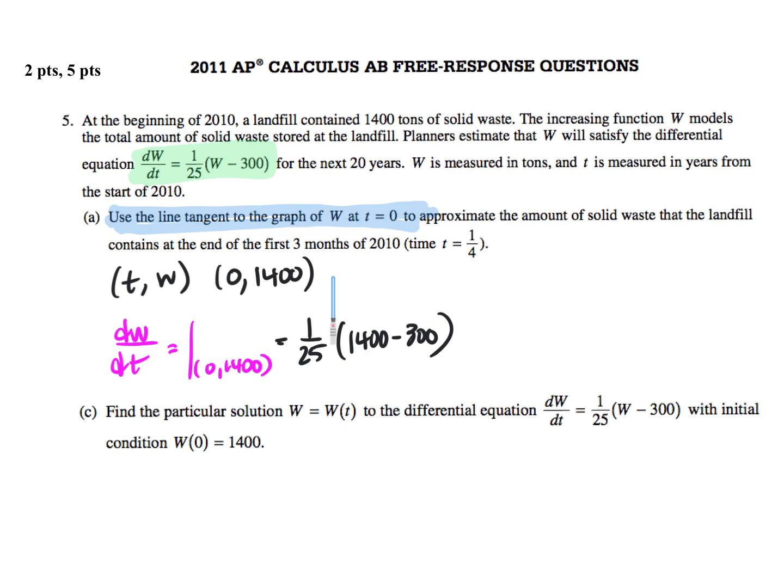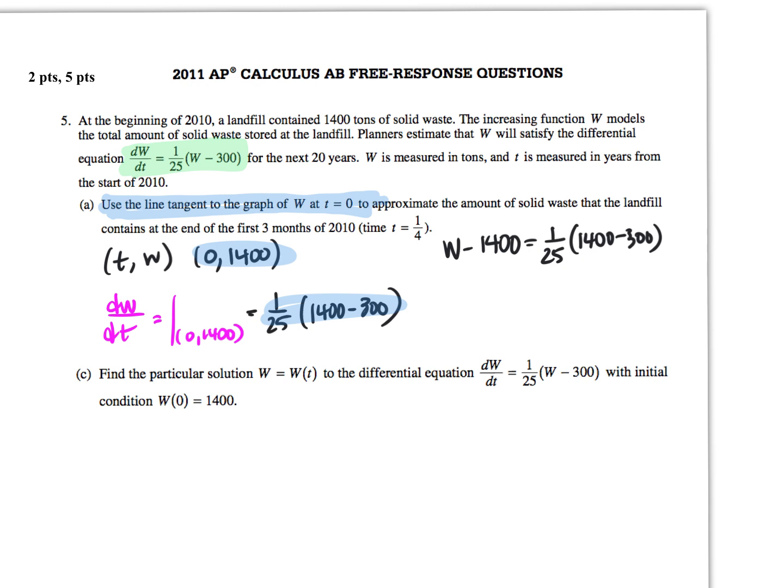Okay, let's write the equation of the tangent line with this point and this slope. So we'd have not y, W minus 1400 equals my slope. I'm not even going to simplify it. 1/25, 1400 minus 300. And you're like, I don't want to write all that, so you might just write 1100 over 25. That's fine. Times, not x, I'm going to do t minus 0 or just a t. Yep. Cool.